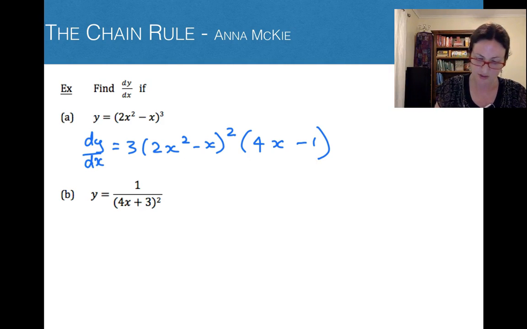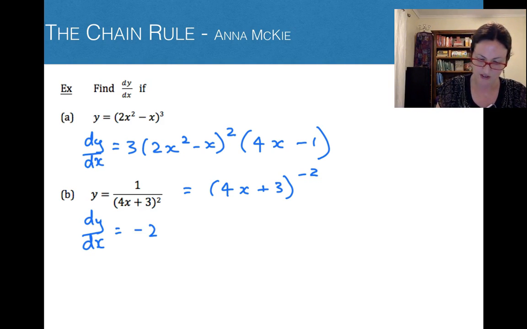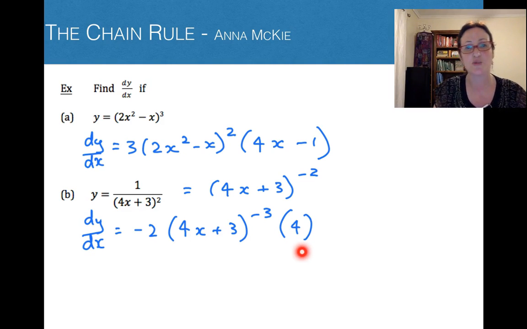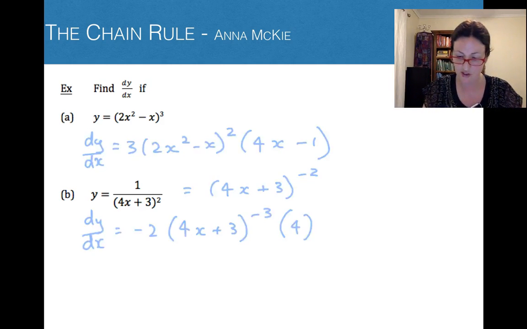Second function, it's going to be easier if we rearrange that first to have a negative power. And now we can differentiate. So our derivative is dy by dx. Bring the power down out the front. So we have negative 2. Copy and paste the rest of the function, lower the power by 1, and differentiate the inside here, which will become 4. And you can just leave it like that. You don't need to tidy it up unless you're working with the function further.